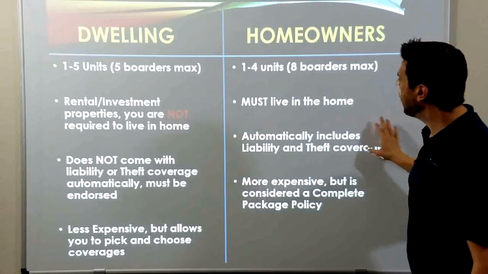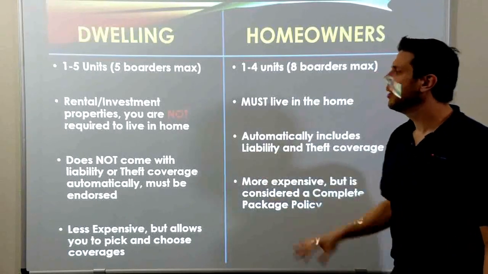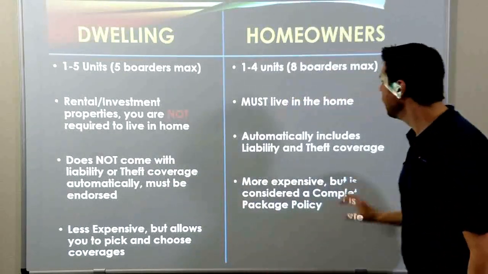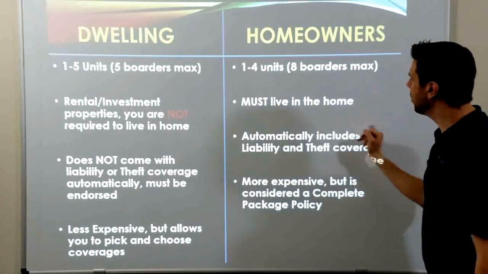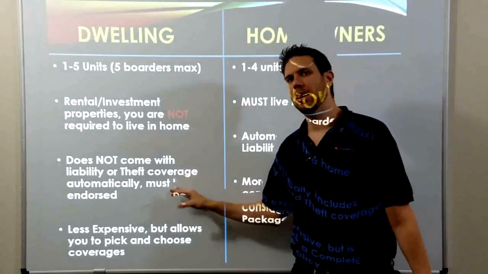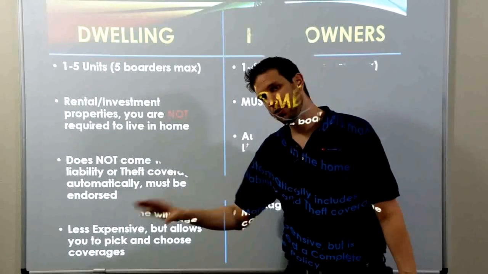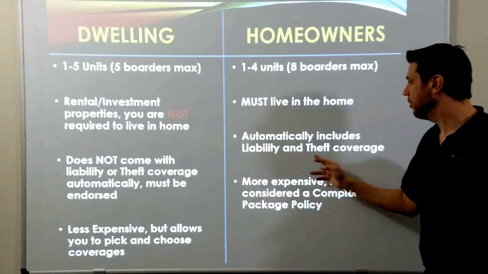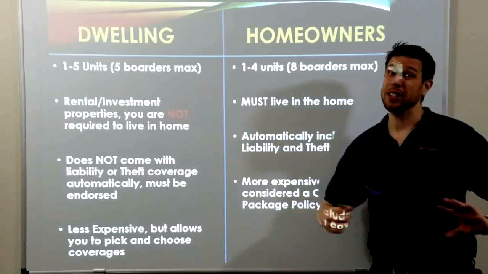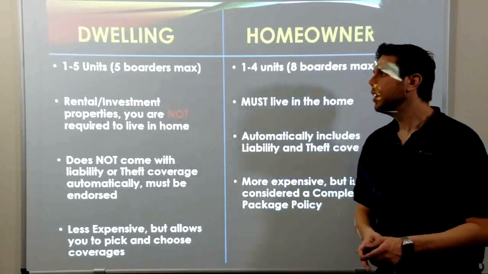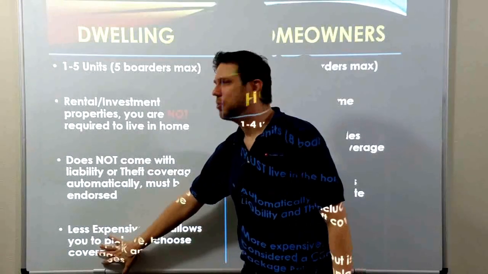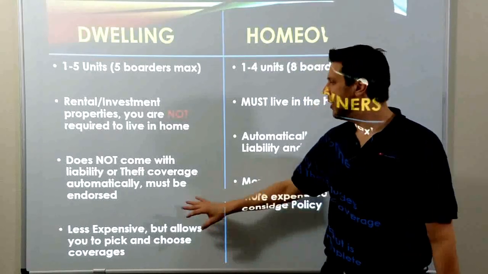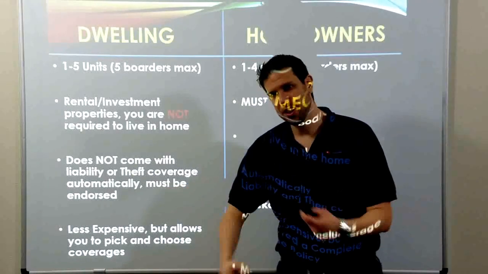Homeowners insurance automatically includes personal liability. Dwelling policies, you have to endorse on liability. Homeowners policies automatically include theft coverage. Dwelling policies, you have to endorse on theft. Homeowners policies tend to be more expensive, but you get a ton of extra coverages for free. Dwelling policies are less expensive, but you don't get all of the free coverages, and dwelling policies, you get to pick and choose the coverages you want.